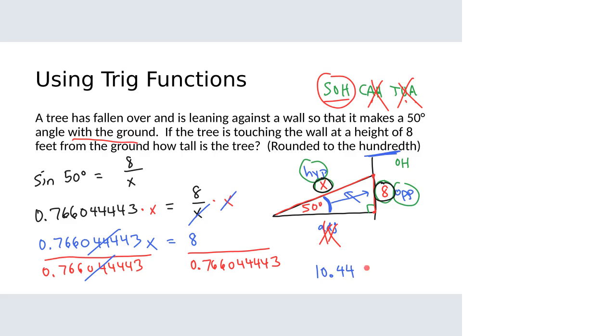So how tall is the tree? It is 10.44 feet tall. Let me know if you have any questions about anything we did there to find out the height of that tree. Drawing a picture is important in these. Recognizing how tall is the tree, we're being asked for the hypotenuse of the triangle, the length of the tree. We have a few more we're going to do. Today is one of our longer days because it's stuff that I want to practice quite a bit. So hang in there with me.